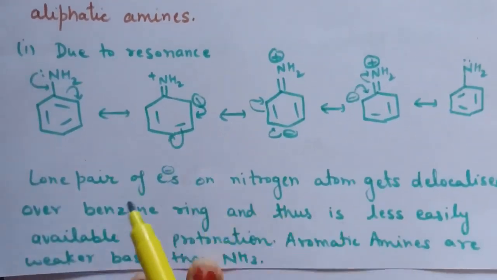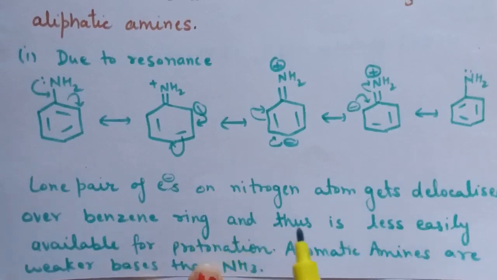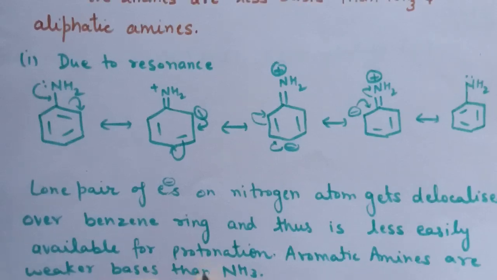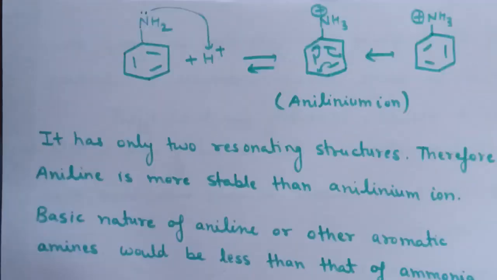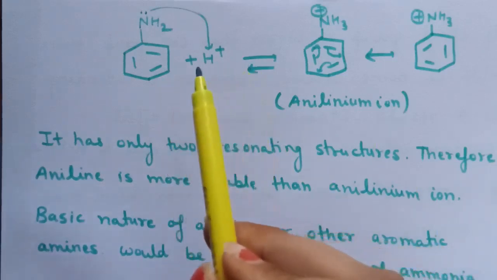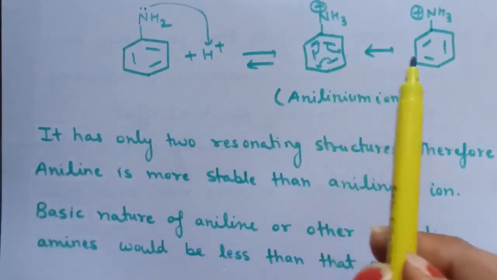So the lone pair of electrons on the nitrogen atom gets delocalized over the benzene ring and thus is less easily available for protonation. That is why aromatic amines are weaker bases than ammonia. The second reason is, after accepting the proton, it will form the anilinium ion, and this anilinium ion has two resonating structures.